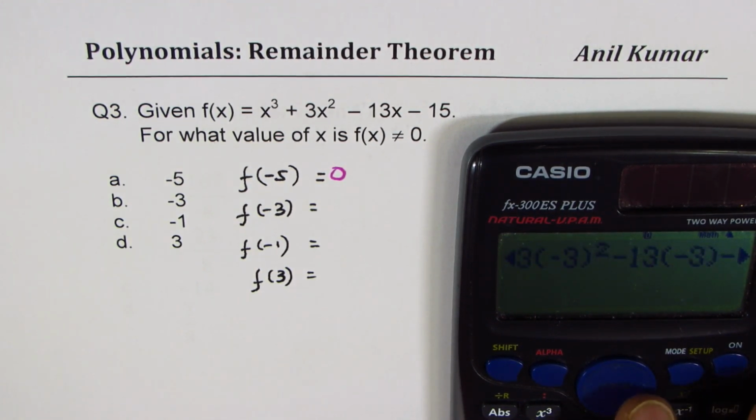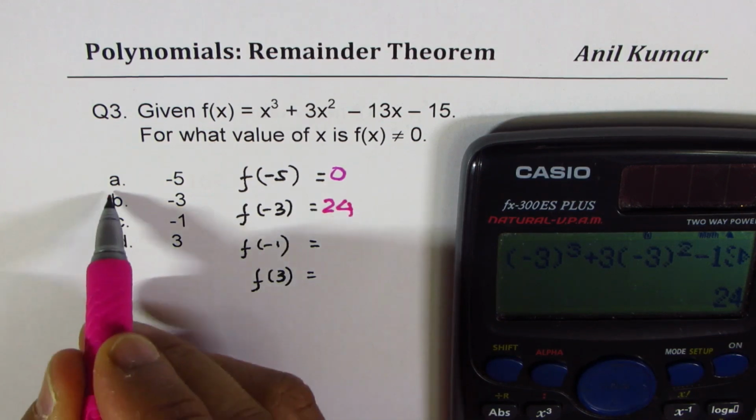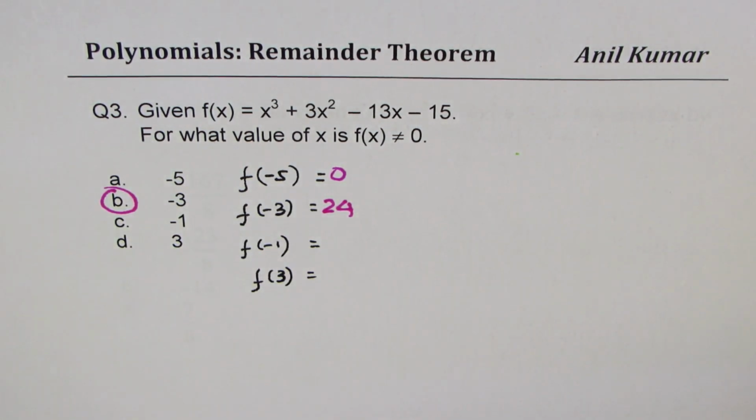Okay. The last term is a constant, so it is equal to 24. So this is 24, so that means that is the answer. It is not equal to 0. Correct? You can actually continue and check others also.